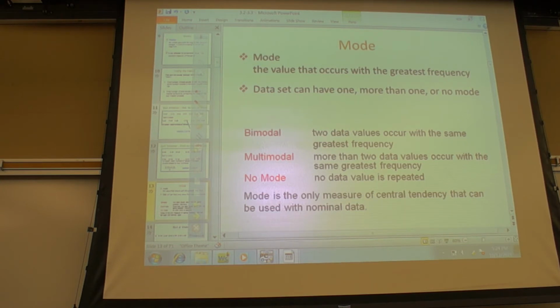Right, thank you. Nominal data is another word for labels. So it's the only measure you can use with labels, because you can find what shirt color or what car color occurs most frequently. You can't find the average of all car colors.